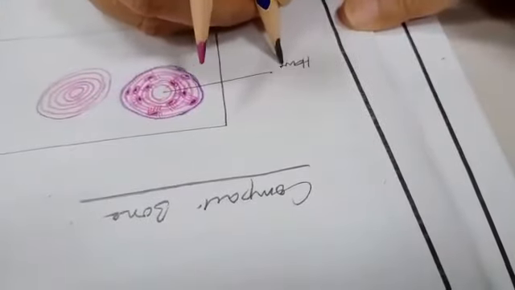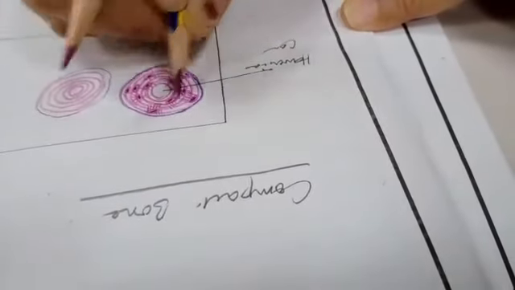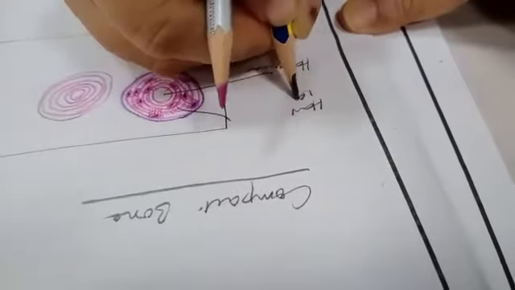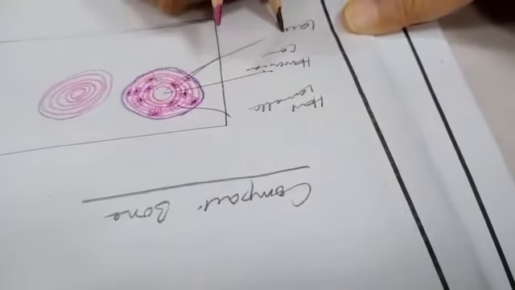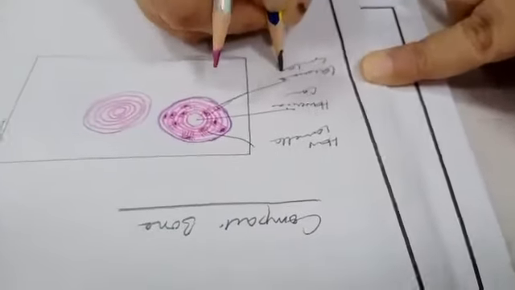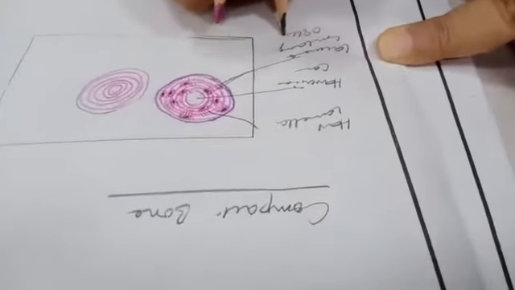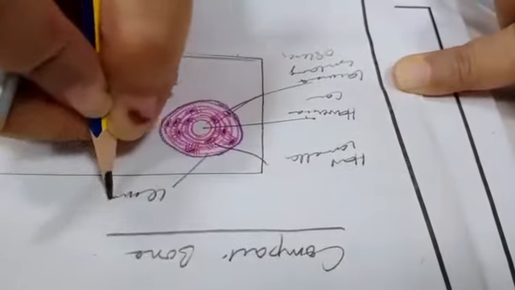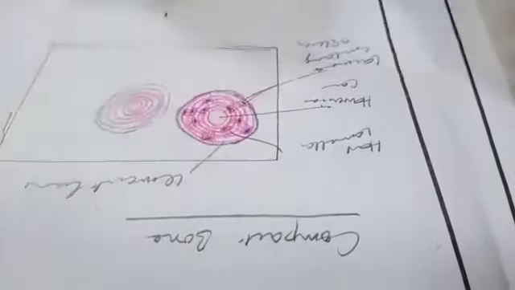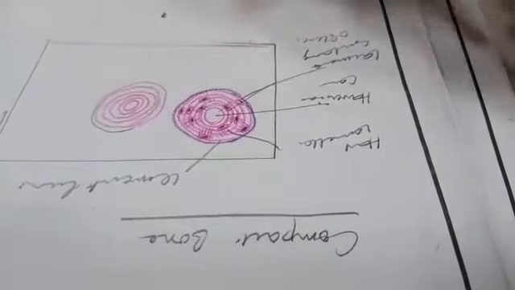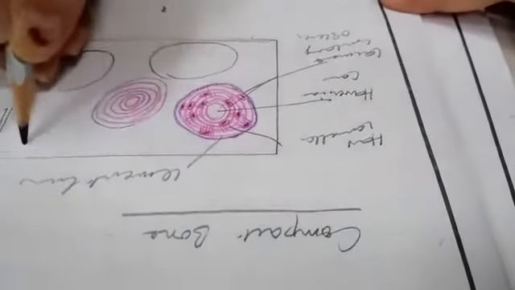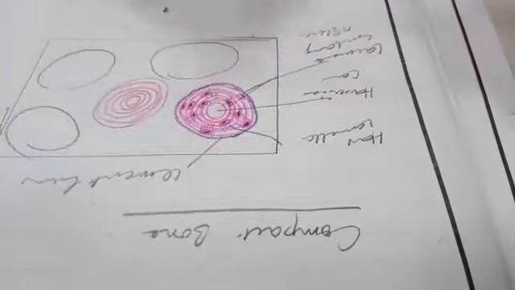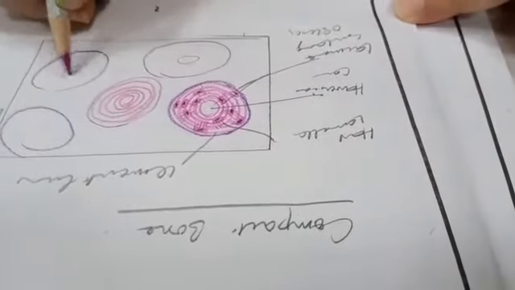So you can label it as Haversian canal, Haversian lamellae, and lacunae containing osteocytes and cement line. So this is same for all the osteons. I will just draw this here, and in the center you will draw this.